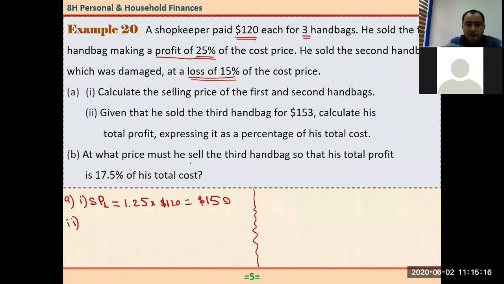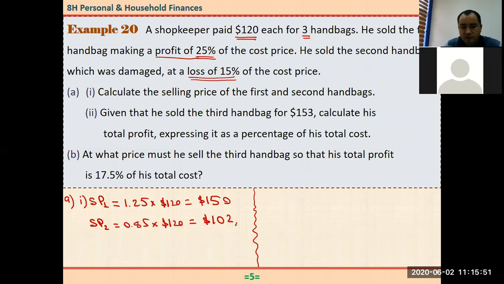And also the second question is the second handbag. So the selling price of the second handbag: it says it is sold at a loss of 15%. So this price is 100%, and 100% minus 15% is 85%. So that is 0.85 times 120, which is equal to $102. Okay, done. That's the first part.